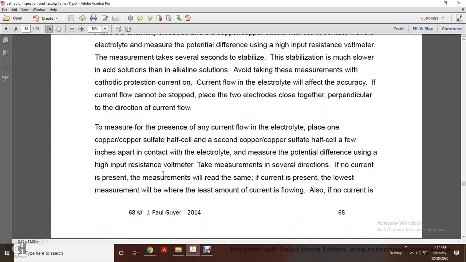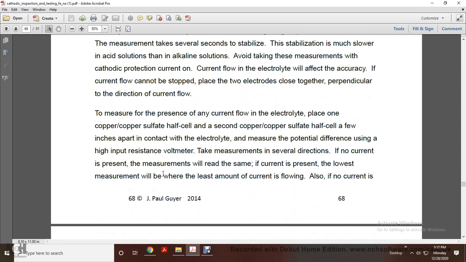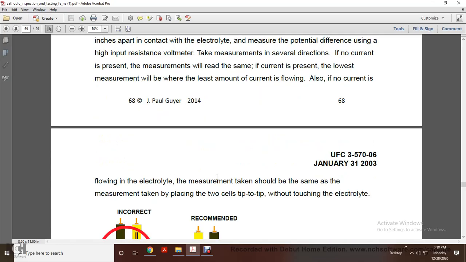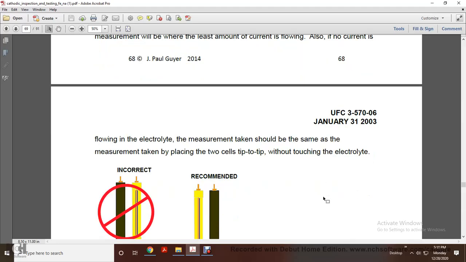Place the electrodes perpendicular to the direct current flow. To measure the presence of any current in the electrolyte, place one copper sulfate half cell and a second copper sulfate half cell a few inches apart in contact with the electrolyte. Measure the potential difference with a high input resistance voltmeter in several directions to make sure no current is present. The meter will read if current is present. The lowest measurement will be where the least amount of current is flowing. Also, with no current flowing in the electrolyte, the measurement taken should be the same as the measurement taken with the two cells tip to tip, touching each other.